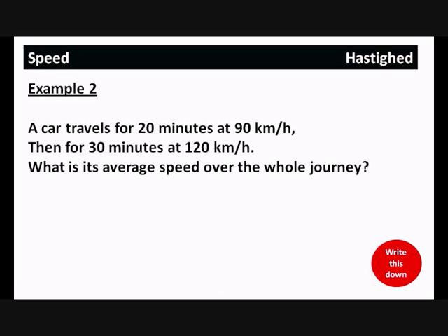Now, the thing to be careful of here is it's not just the average of 120 and 90, because it's not going for the same time at those two speeds. So you can't just take the two numbers and add them up and divide by 2. So this is what we do need to do.